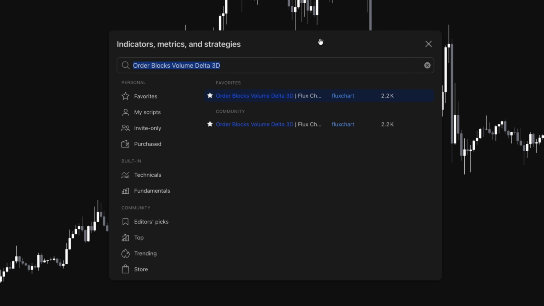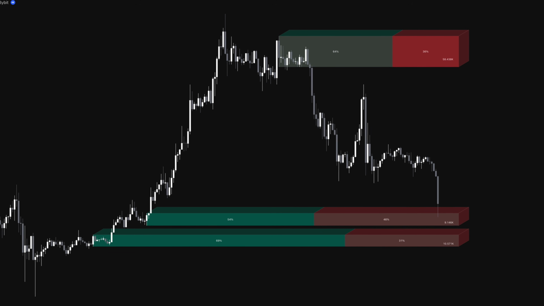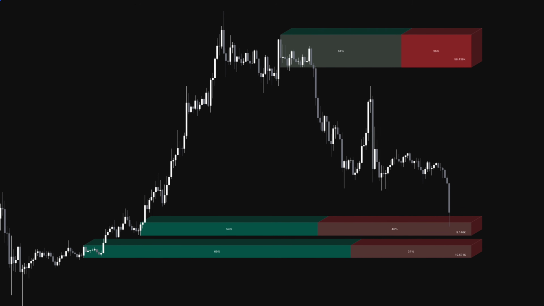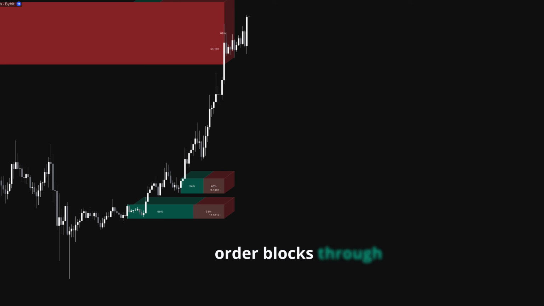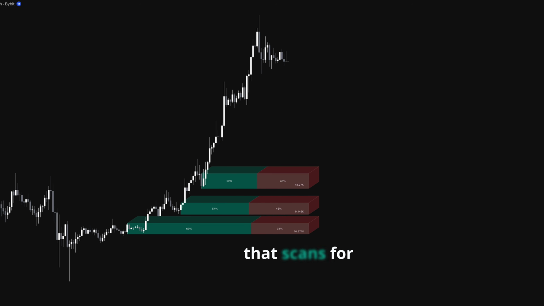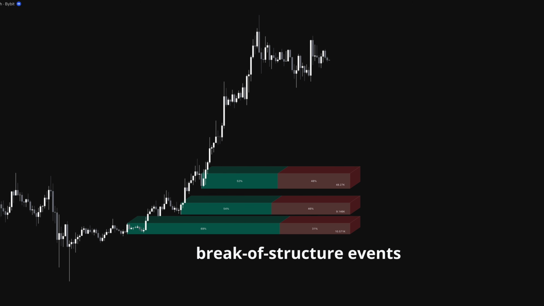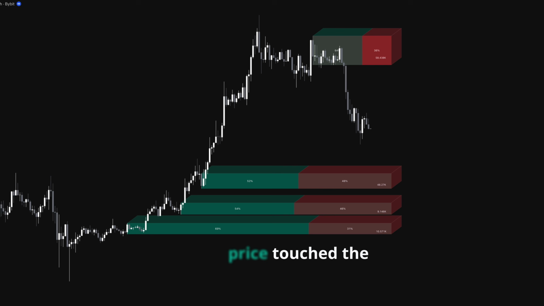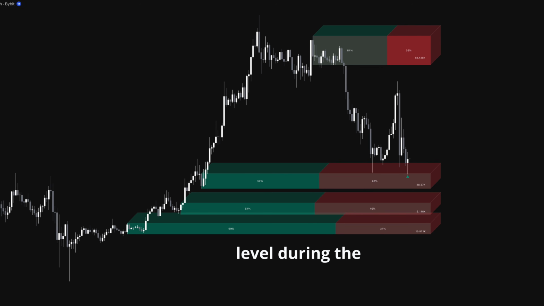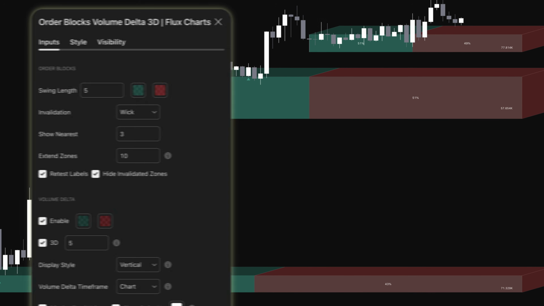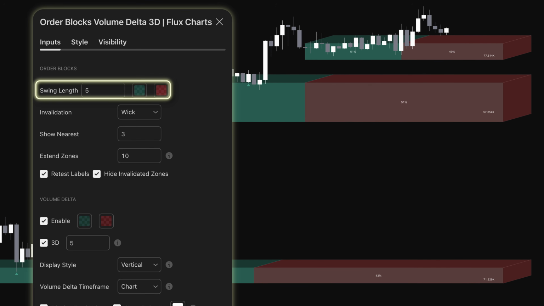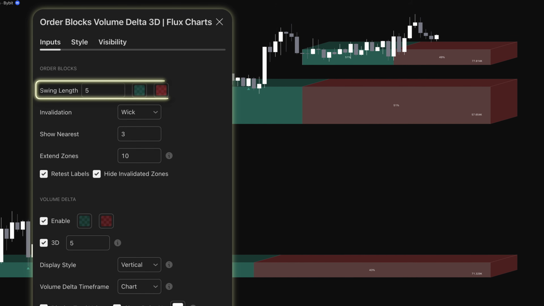Order Blocks Volume Delta 3D. Created by FluxChart, this indicator combines order block detection with volume delta analysis and 3D visualization. The system identifies order blocks through a point of control methodology that scans for break of structure events, then anchors zones at candles where price touched the most frequently tested level during the preceding range. The break of structure logic triggers when price closes beyond recent swing highs or lows with adjustable strength of 5.